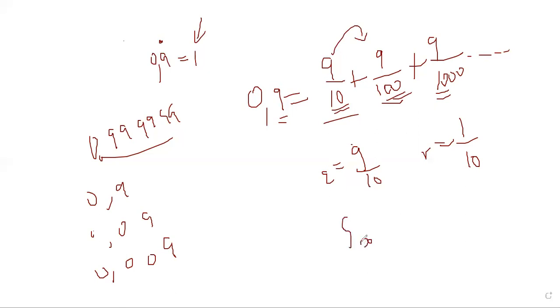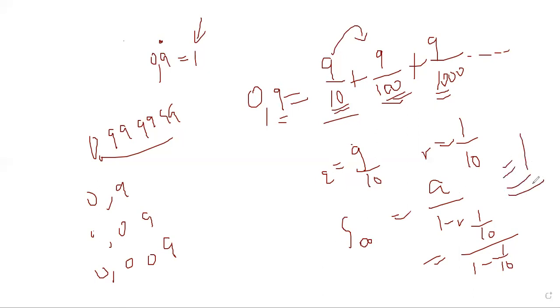So sum to infinity will be equal to a over 1 minus r. Your first term is 1 over 10... actually 9 over 10, all over 1 minus 1 over 10. If you type this in your calculator, you get that the answer is 1. So we've shown that this is equal to 1, by knowing what an infinite series is.